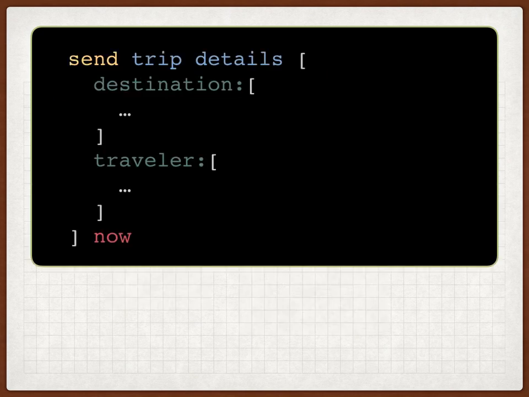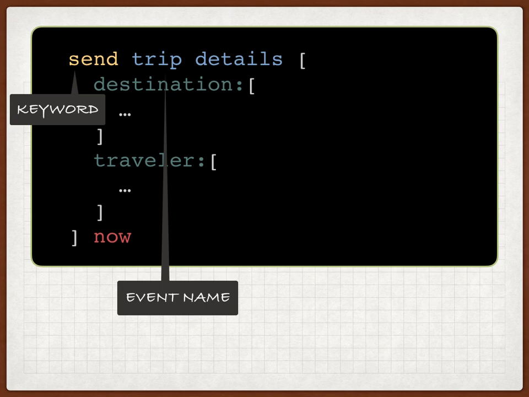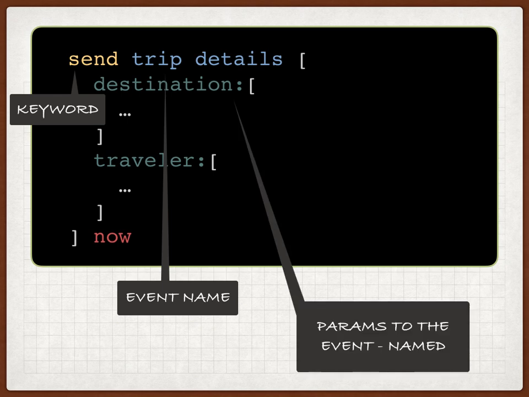Now inside we also have sending an event. So you can tell send is a keyword. And again, anything after the space after send is interpreted to be the event name. It can have a space in it, so it's nice and readable. That's followed by a bracket that begins our parameters. In this case, we're sending two parameters. The trip details event takes two parameters called destination and traveler. The parameters are named. There are no positional parameters. Every parameter has to have a name that the caller must use.